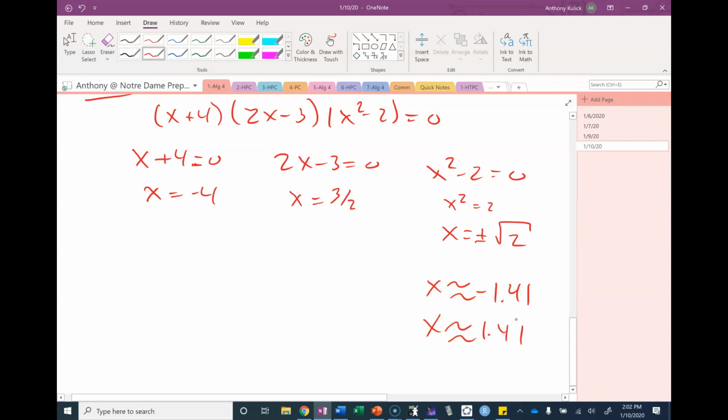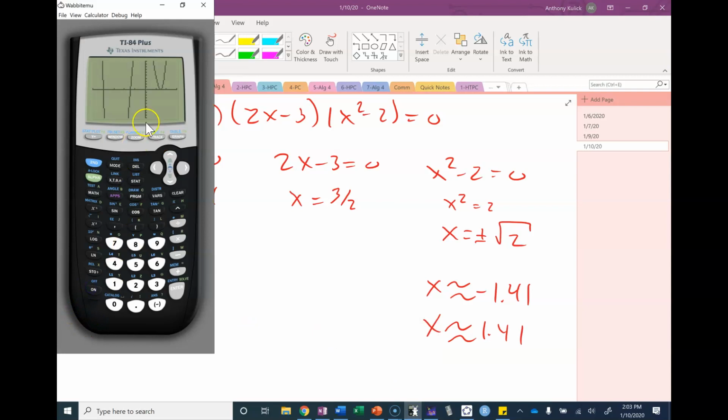How come I see 4 answers here, but I only saw 3 x-intercepts on my picture? That's curious, right? Well, what has happened is positive 1.5 and positive 1.41, those are very close together.